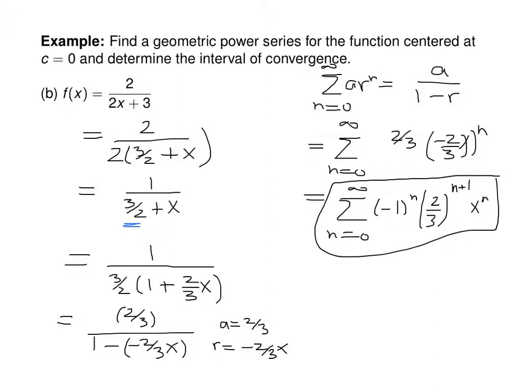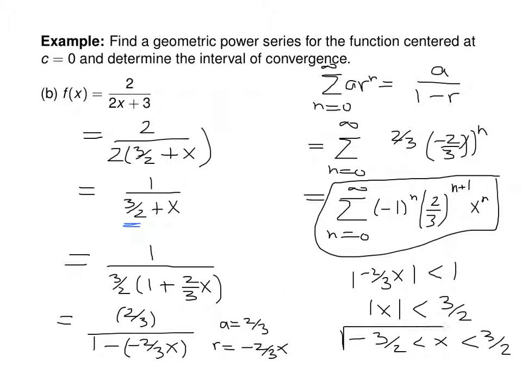And in this case, for the radius of convergence, we need the absolute value of -2/3 x to be less than 1. So the absolute value of x must be less than 3 over 2, and x must be between -3 over 2 and +3 over 2. So there is your interval of convergence.